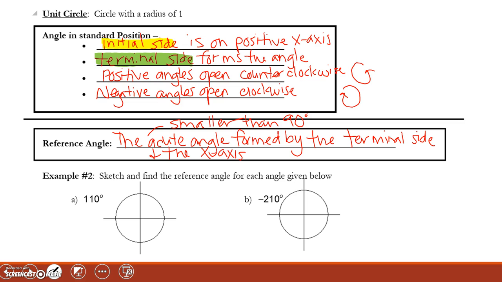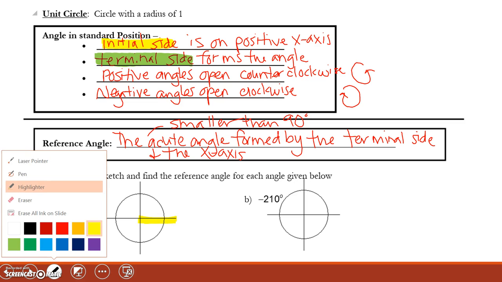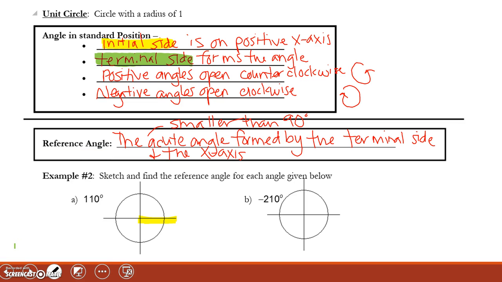So first we're going to figure out how to sketch these things. So sketch 110. So your initial side will be on the positive x-axis. So that's your initial side. And then your terminal side is what's going to form your angle. So 110, you're not going to use a protractor, you're just going to guess. So that's 90, and the 110 is a little bit over, like right there, and that's the terminal side. So that's 110.